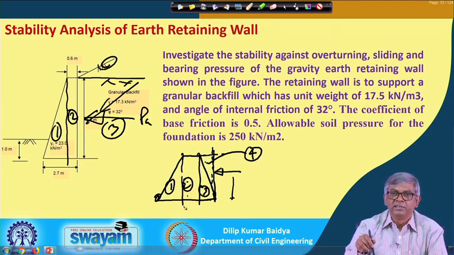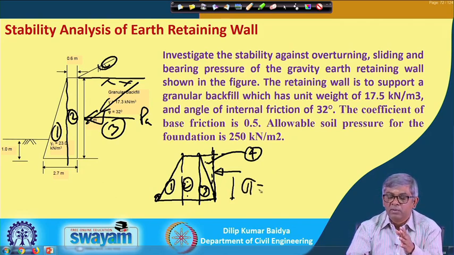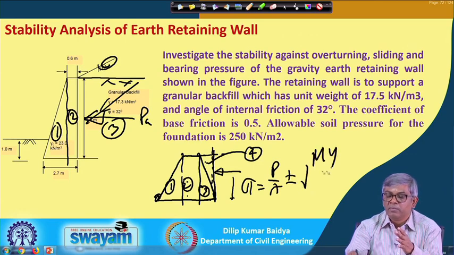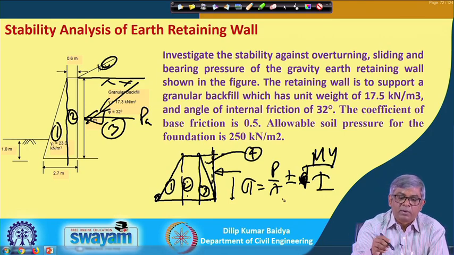Similarly, for finding the bearing capacity, I have to find the resultant point of application. If it is not on the CG, then I have to find the eccentricity, then find the moment, then apply the equation sigma equals P by A plus or minus My by I. By this equation you have to find sigma max and sigma minimum. So, that is another type of problem.